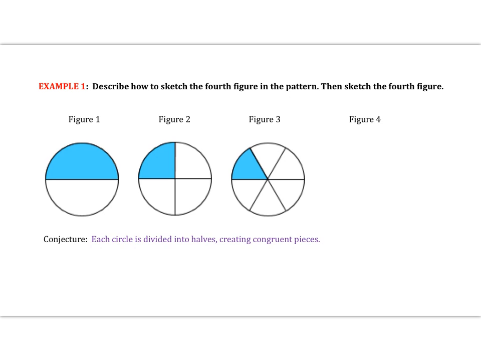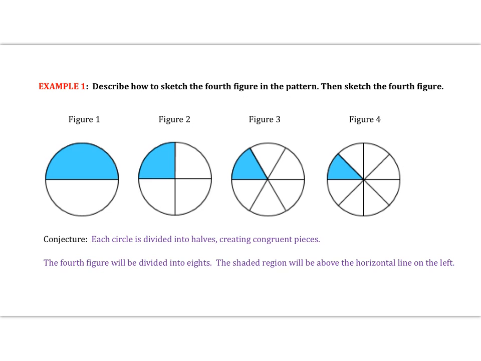All right, so it looks like each circle is divided into halves, creating congruent pieces. So based on this conjecture, in other words, observation, the fourth figure will be divided into eighths. The shaded region will be above the horizontal line on the left, as you can see here in the figure.